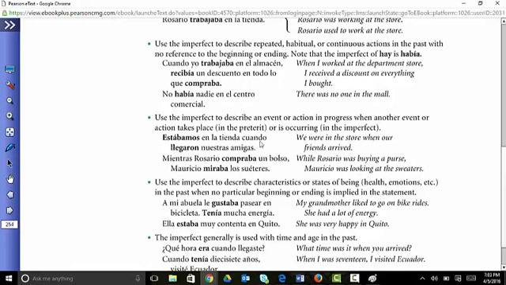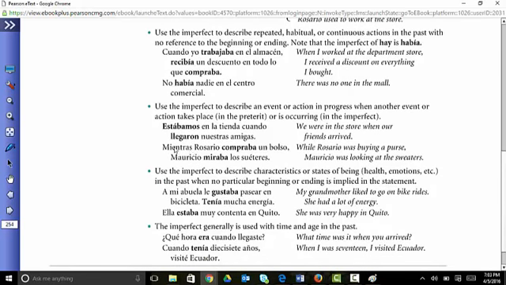So, estábamos en la tienda cuando llegaron nuestras amigas. So, if you're in the middle of doing something, like we were in the store when our friends arrived, if you're in the middle of doing something and you get interrupted, the thing you were in the middle of doing is in the imperfect and the interruption is in the preterite.